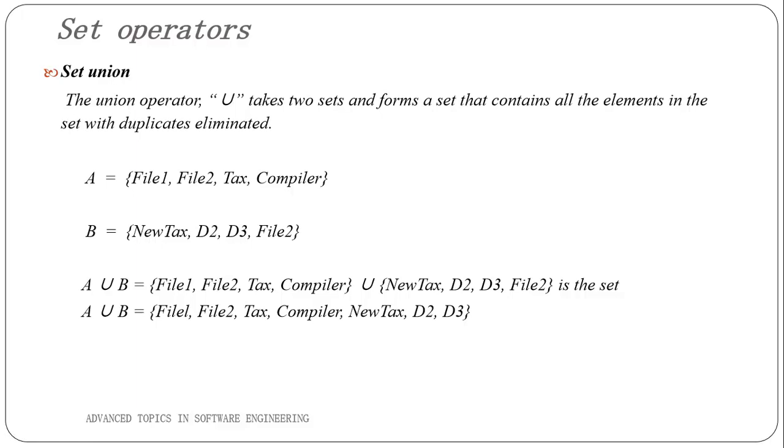So when I take the union of this, that is the set A and set B, I will get the result as file 1, file 2, text, compiler, new text, D2 and D3. So you can see here is one duplicate as file 2. This one duplicate as file 2, so that is not repeated again in our result A union B. That is only considered once.